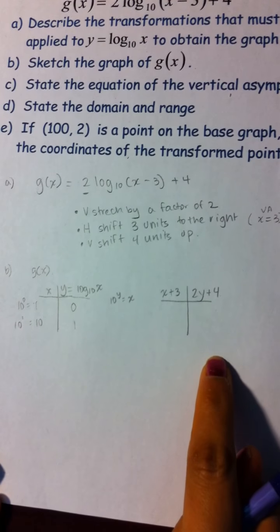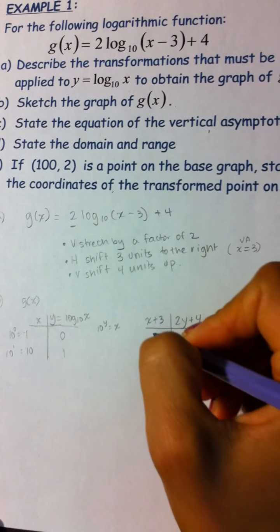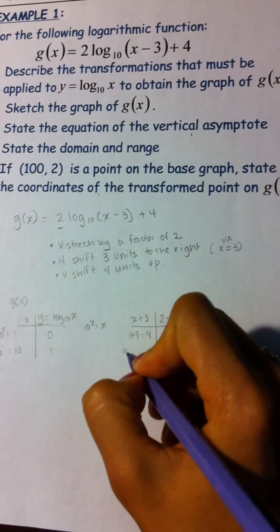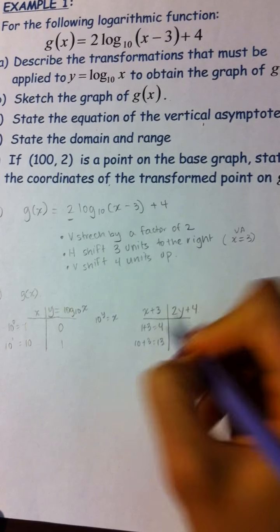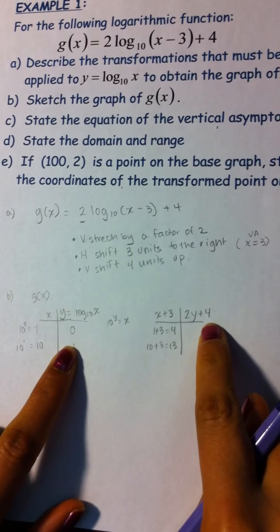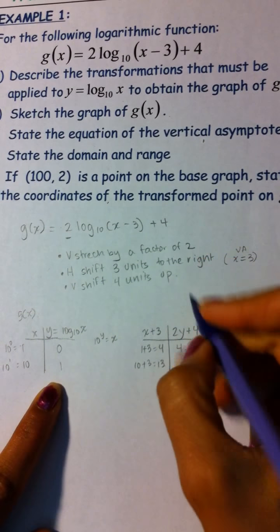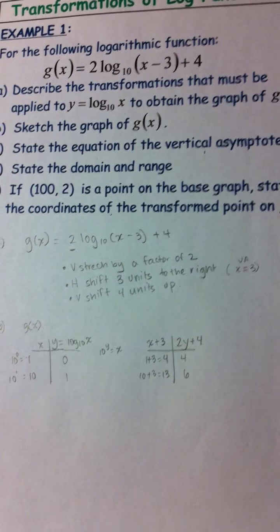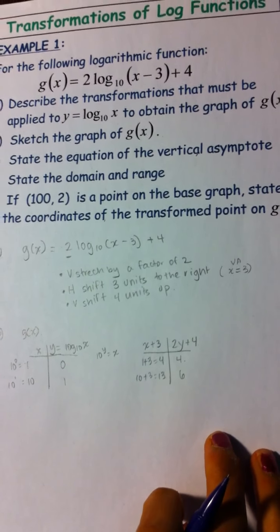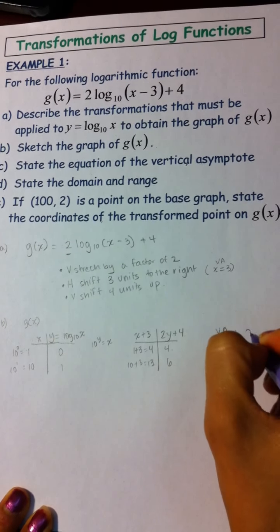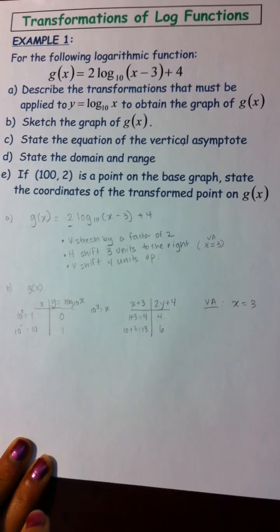Transforming that, the next step is 1 plus 3, that is 4, and then 10 plus 3, that is 13. And then for y, 2 times 0 is 0, plus 4 is 4, and 2 times 1 is 2, plus 4 is 6. So I have my transformed points. I'm also going to indicate my vertical asymptote that I made a note of earlier, that is x equals 3. And this is the place I would like to start off with.